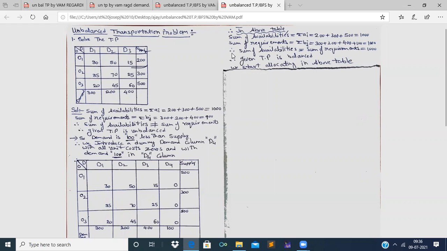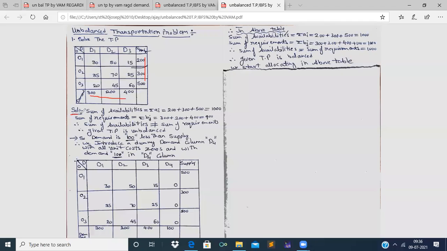Let me start the problem. Right, it is an unbalanced transportation problem which is to be solved by Vogel's approximation method, right? So let us start. Unbalanced transportation problem, right? So it is the given question. Now what is an unbalanced transportation problem? The transportation problem in which the sum of demands and the sum of supplies are not equal.